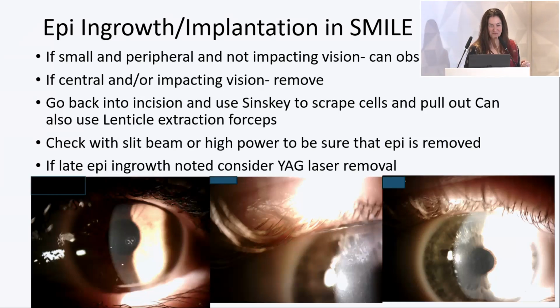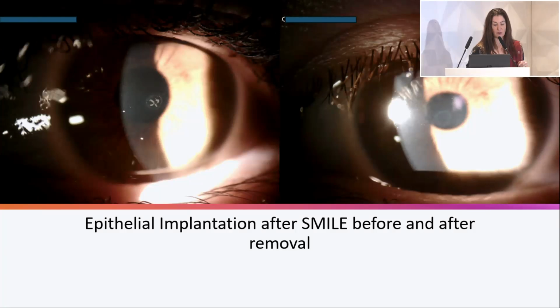Anyway, you can go back into the incision, into the SMILE pocket, get it with a Sinskey, is what I like to use, and you'll see it just come right out. You then check with the slit beam under high power. Be sure that epithelium is removed. Really important. And if it is late epi-ingrowth with SMILE, then I consider YAG laser removal. This was a case, very small area of implantation after SMILE, and this was noted really within a few days.